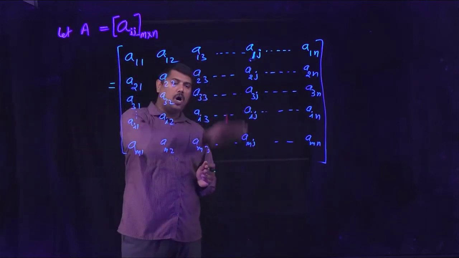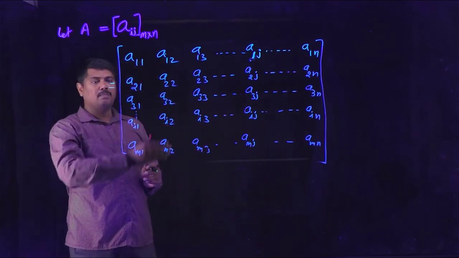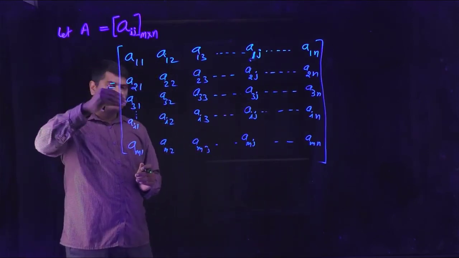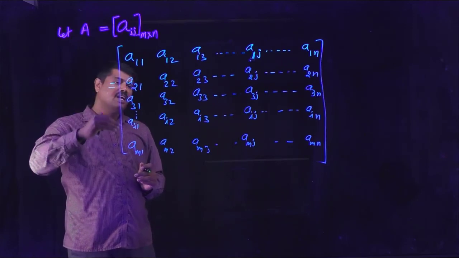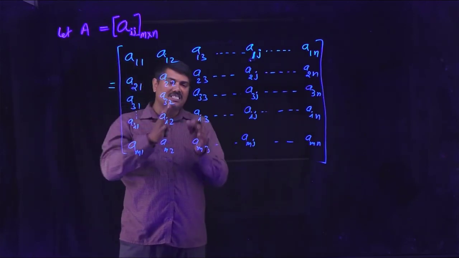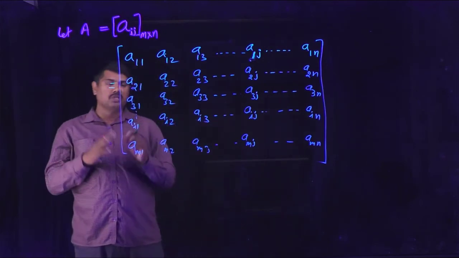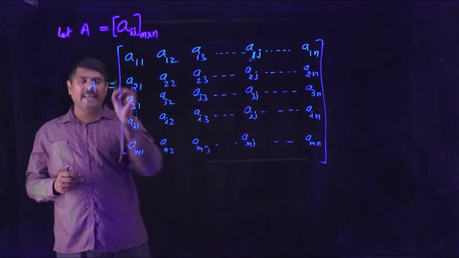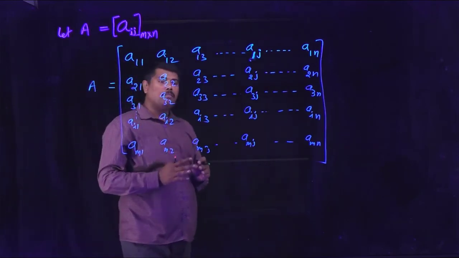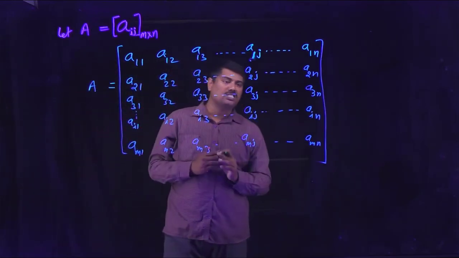So out of all the elements you observed in this example, the first suffix indicates the row, its row position, and the second suffix indicates its column position. So that is the main important point. By taking one example having m rows and n columns, you can construct this one.